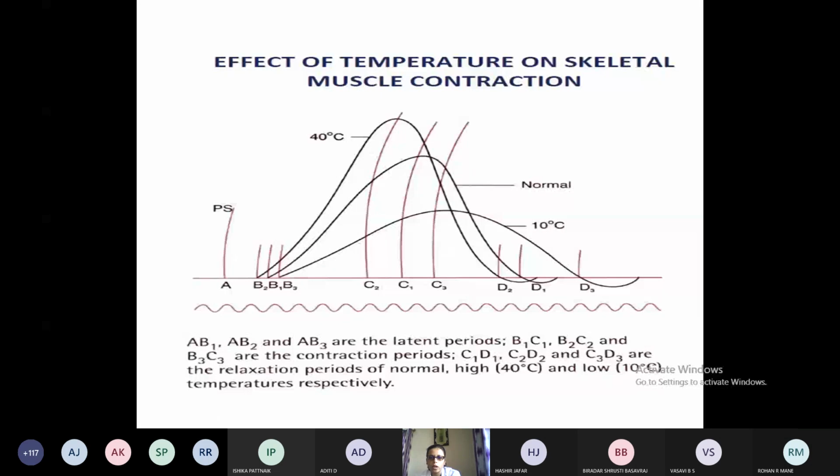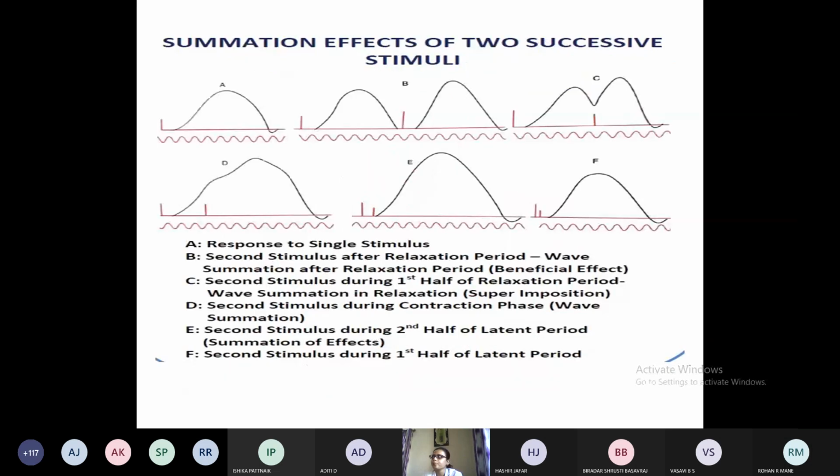So now you understood how to read this graph and how to justify this graph. Okay, we will move to the next graph. So this is another important graph. It is the summation effects of two successive stimuli.